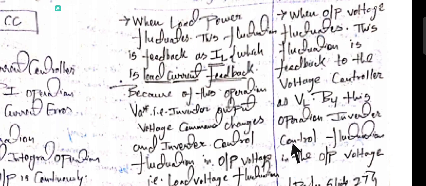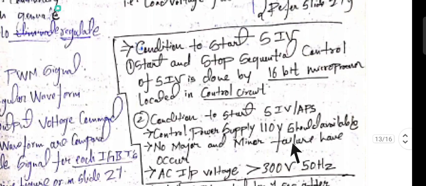In SIV we have two modules. First is the converter module and second is the inverter module. The converter module and inverter module are separated with the help of the DC link. Now here is one important point: the inverter module is directly connected with the auxiliary loads.